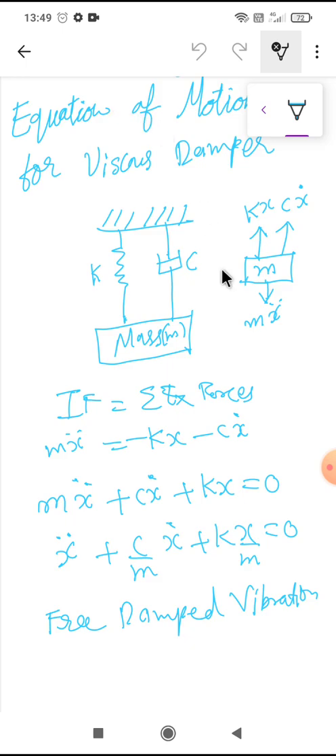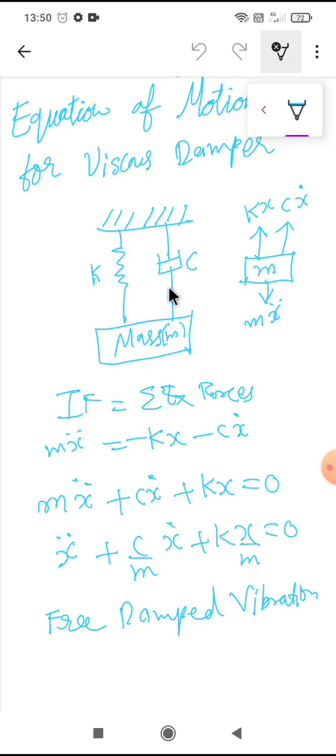Hey guys, so in the last lecture, we have seen the equation of motion for the viscous damper. In the equation of motion of the viscous damper, there are three components: spring, damper, and mass. The equation which we got is similar to the RLC circuit, that is, the resistance, inductance, and capacitance circuit. Here we have used Newton's method to find the equation of motion of the damper.